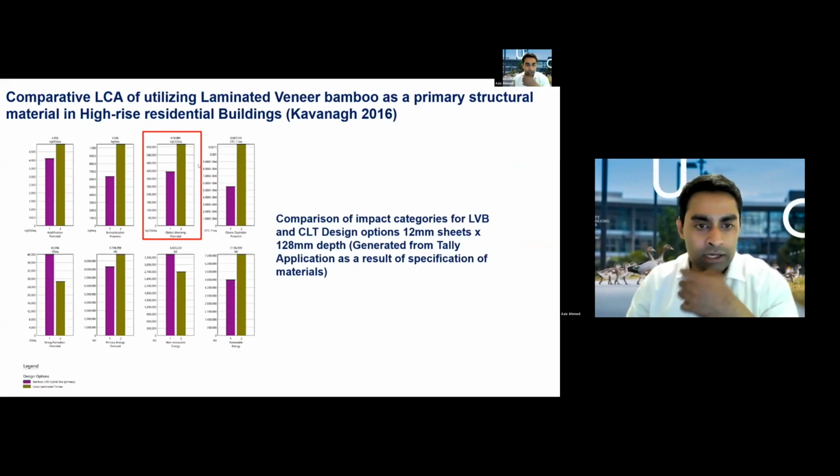You can see here the carbon dioxide equivalent for engineered bamboo, which is the purple, is lower. Only on non-renewable energy, because of the amount of energy you need to produce it, and smoke formation potential, only bamboo is higher. In all other cases, bamboo is significantly better, so it is comparing apple to apple, right? It is comparing the engineered bamboo against CLT, so both are engineered timber and engineered bamboo. And even in that comparison, for structural application, engineered bamboo was found to be better. So that's very, very encouraging for us.